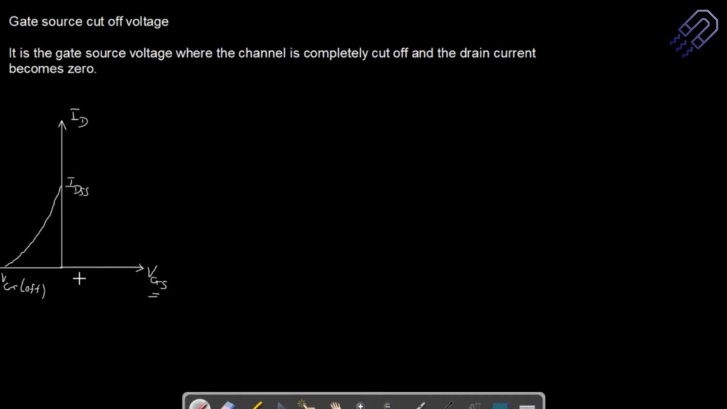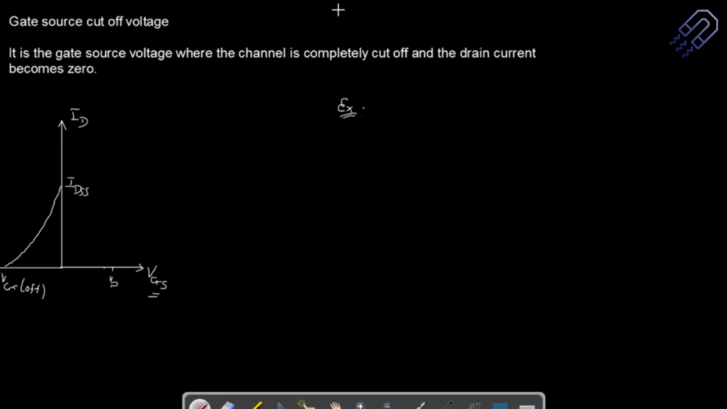So if pinch off voltage is somewhere here, at an equal distance on the other side of the negative axis, we are going to have the gate source cutoff voltage. To understand this better, maybe we can just take one example. So let me just take one example here.